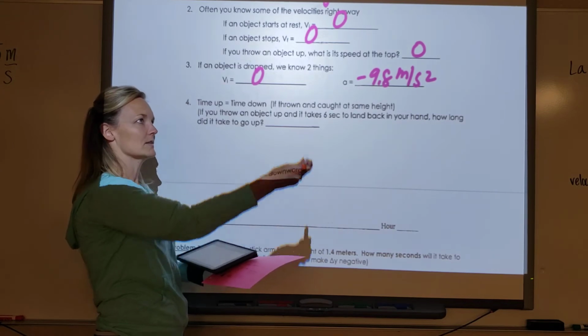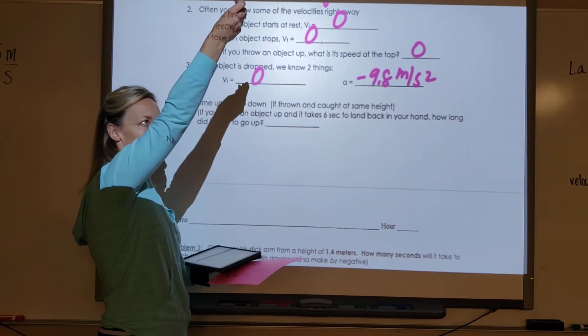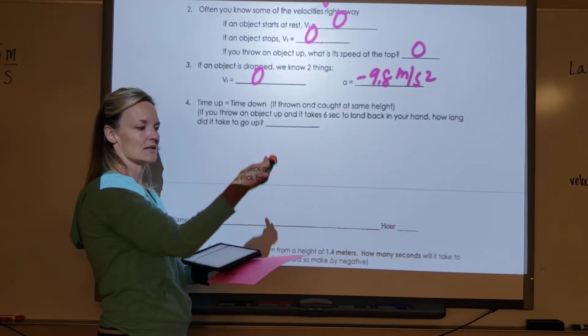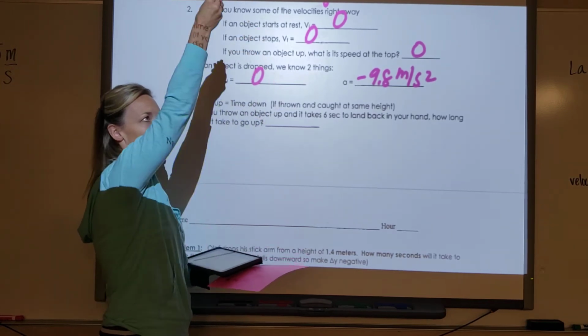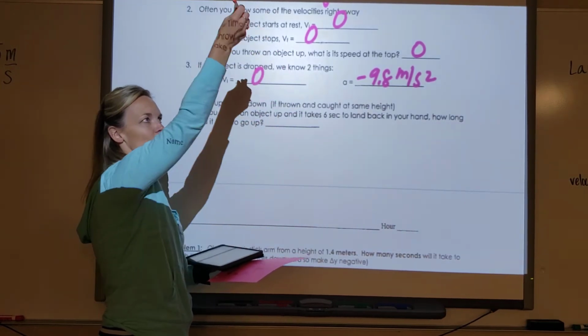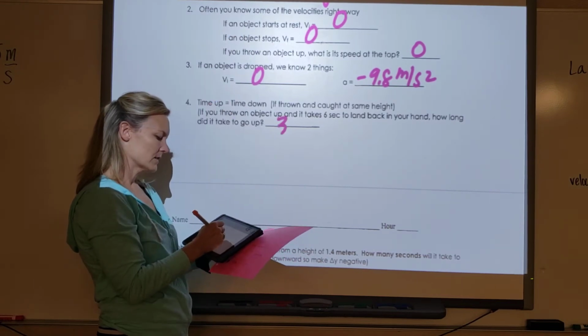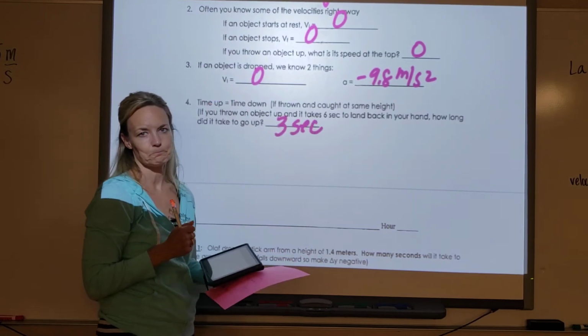So if I throw this up, the time it takes to go to the top has to be the same as the time it takes to fall back down. Okay, so if it takes 6 seconds to go up and down, to go just up, it would be half. So it's just 3 seconds.